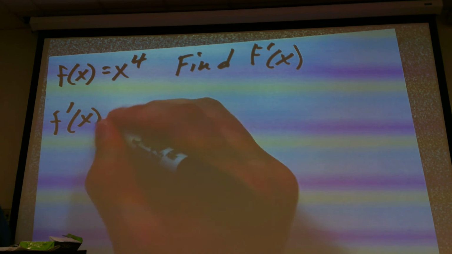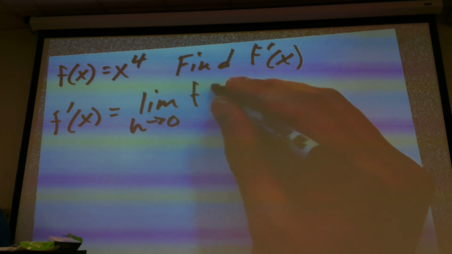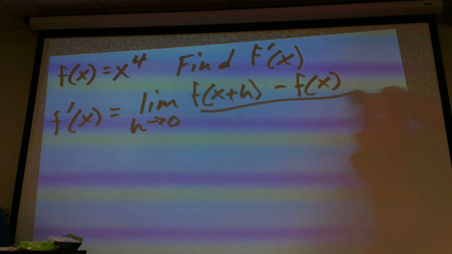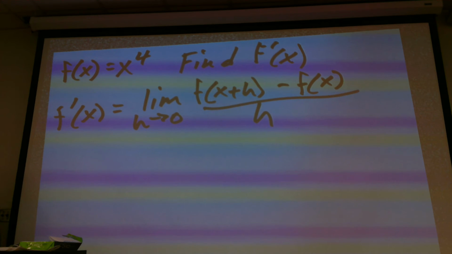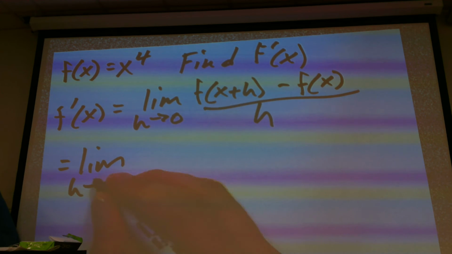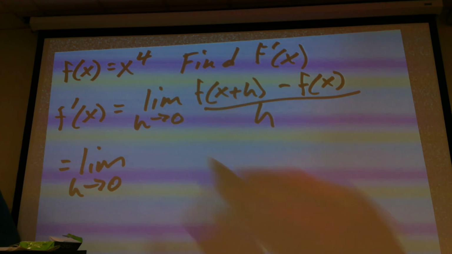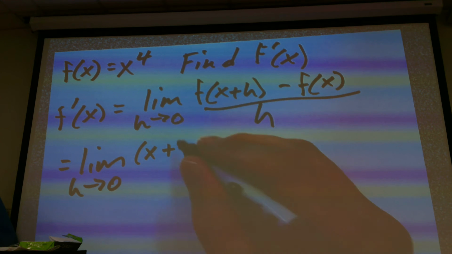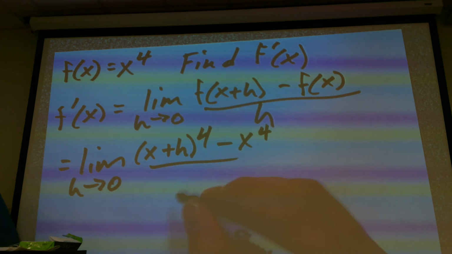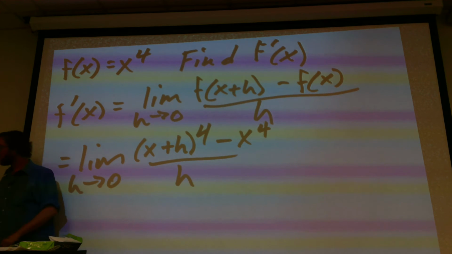f prime of x is going to equal the limit as h tends towards 0 of f of x plus h minus f of x, and now divided by h. And this will equal the limit as h tends towards 0. Right, so our f of x is that x to the 4th right there. So that's going to be x plus h to the 4th power minus x to the 4th power, now divided by h. Okay. Now, according to Pascal's triangle, what are we going to use?